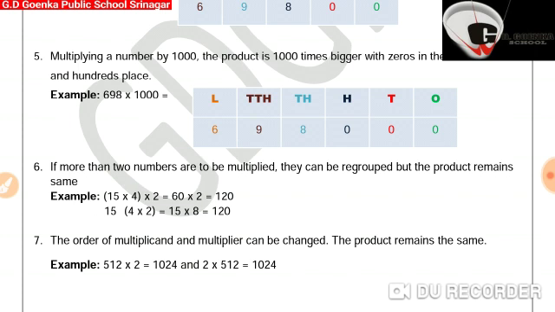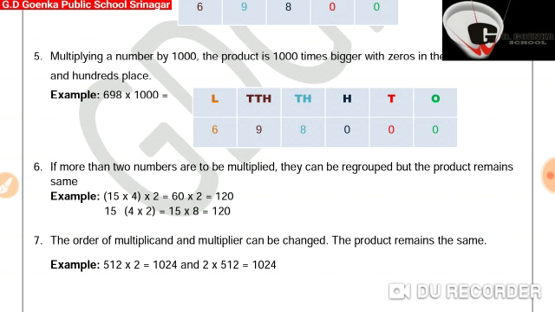I can also group 4 and 2 like I have done in the second step. I have grouped now 4 and 2, found out their product, that's equal to 8, and then multiplied with the first number, that is 15, and their product is also equal to 120. So if we have more than two numbers, 3 or 4 numbers, they can be grouped in any order, but the product will always remain the same.